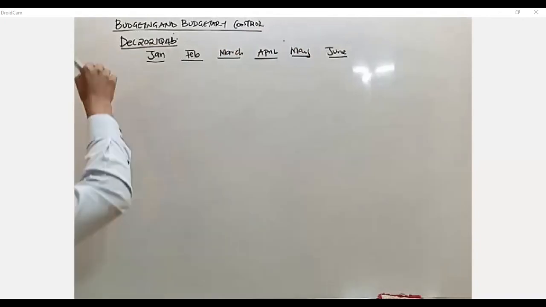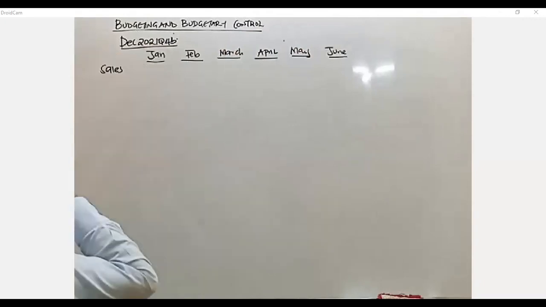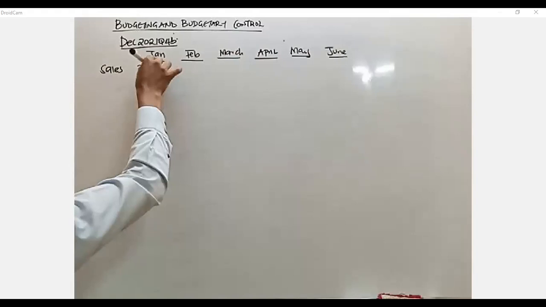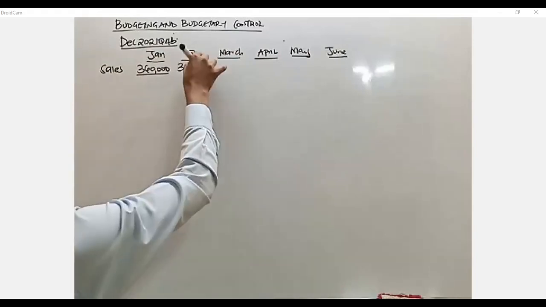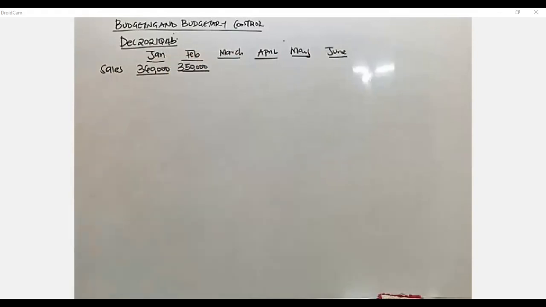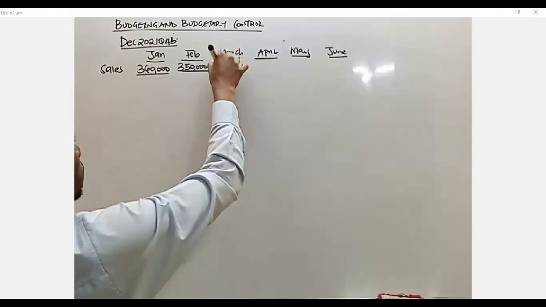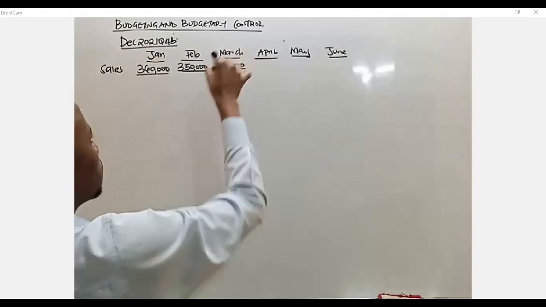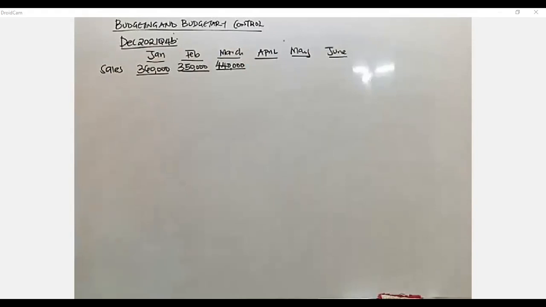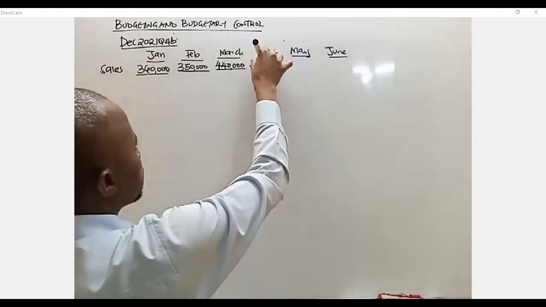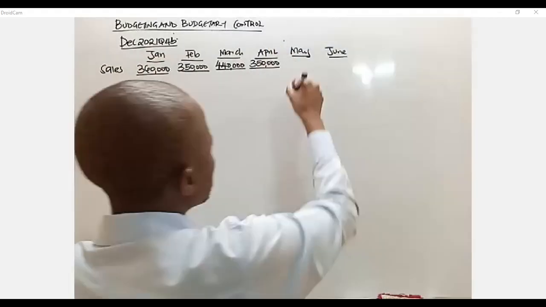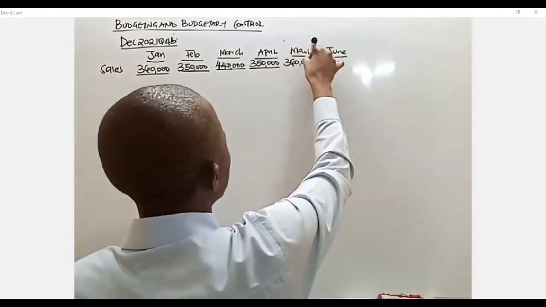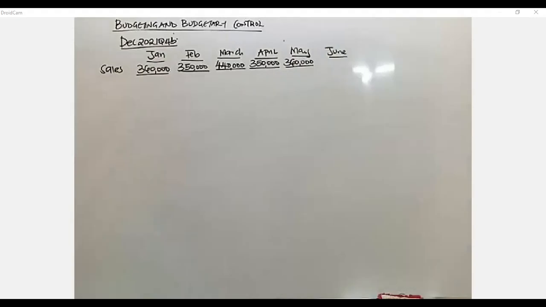The examiner has given you sales, which I have to analyze. For January, he has given you 360,000. For February he has given you 350,000. March, the examiner has given you 440,000. April, we have 350,000. May, we have 360,000. Then we have June, where we have 360,000.